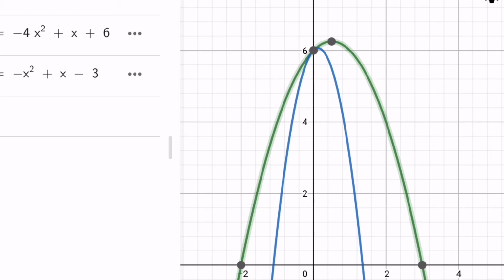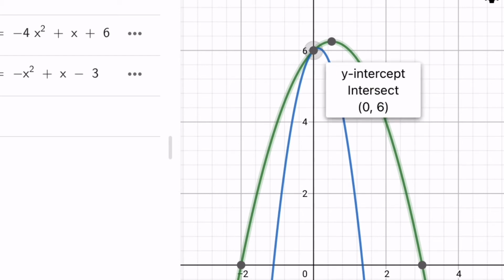The blue one is when the coefficient of x squared becomes -4. It becomes narrower, right? But the y-intercept remains unchanged. The maximum point changes, right? It looks a bit lower, but you can still see that the maximum point is somewhere around 6 something, right?